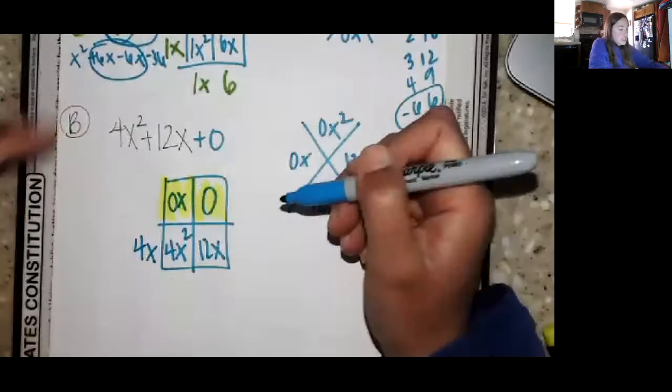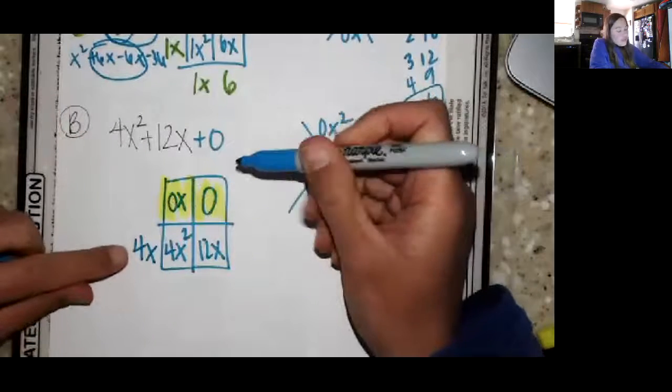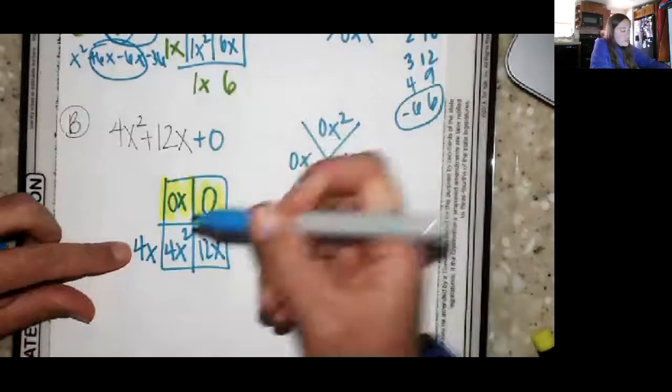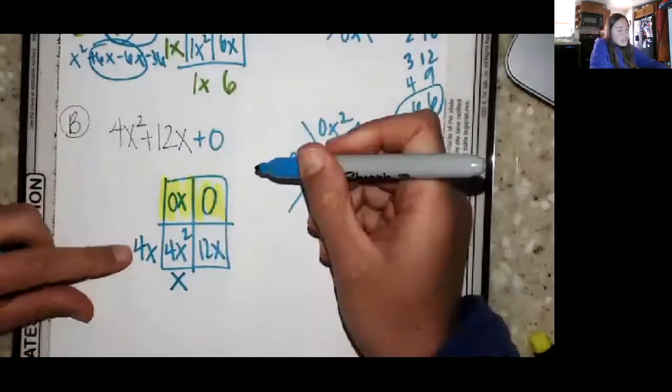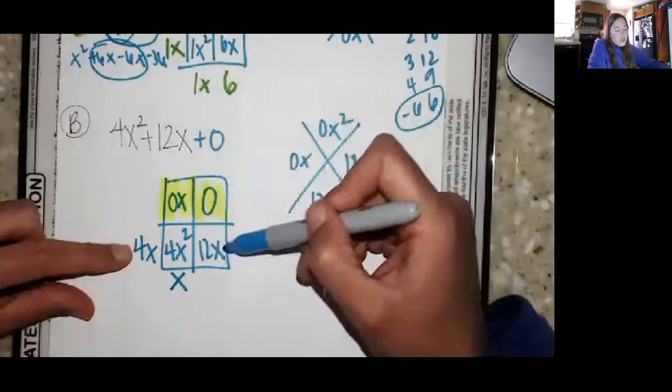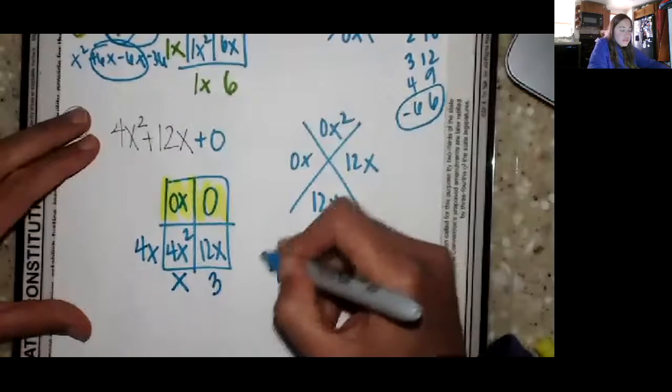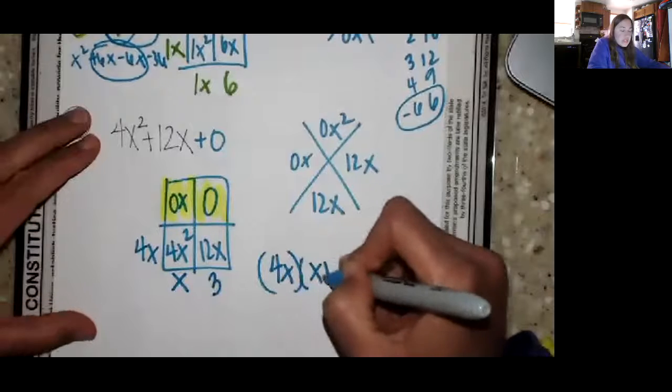There's my landline ringing. And then I'm going to go through and work backwards. So 4x times something equals 4x squared. That's going to be x. And 4x times a number that equals 12x is going to be 3. So my factors here would be 4x and then x plus 3.